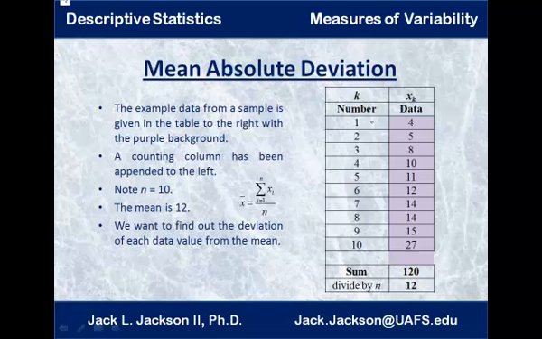Here's x. Here k is 1, x sub 1. K is 2, x sub 2. K is 3, x sub 3. K is 4, x sub 4 is 10. K is 5, x sub 5 is 11. So add up all the x sub k's and you get 120.